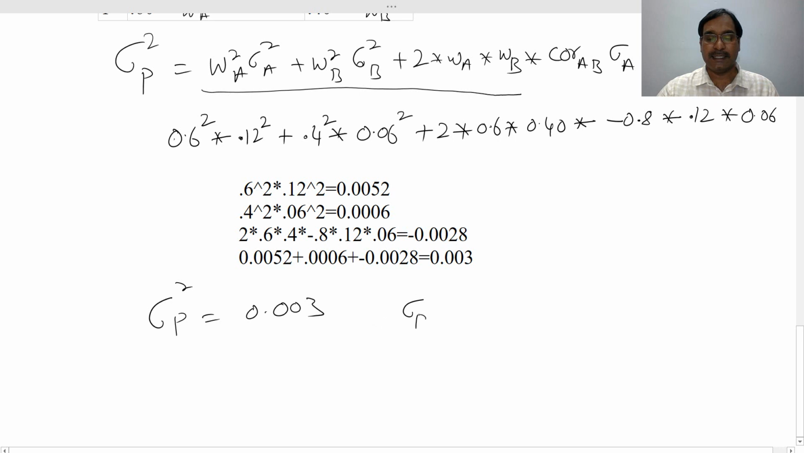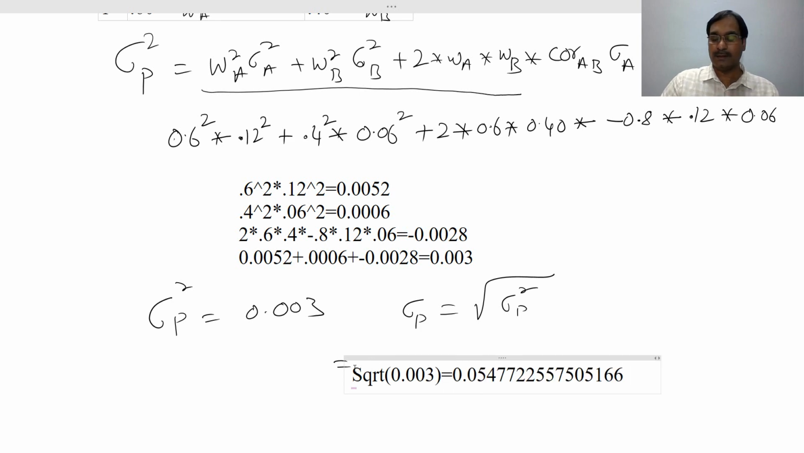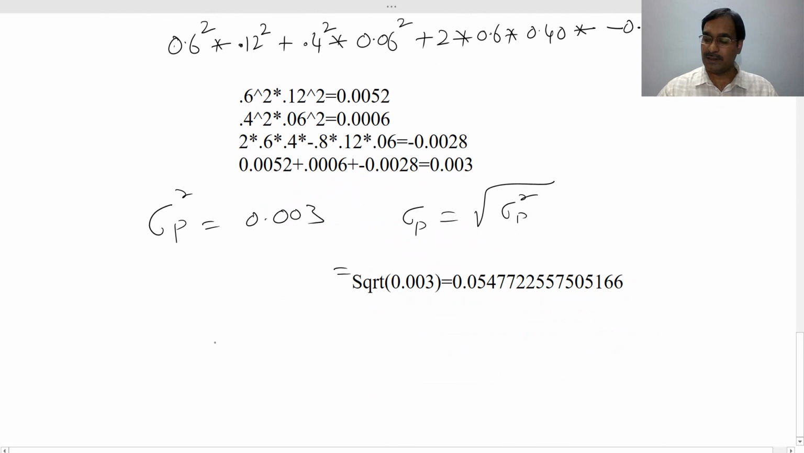Then the standard deviation of the portfolio equals the square root of the variance of the portfolio. So this is the square root of 0.003. So the portfolio standard deviation is 0.055.